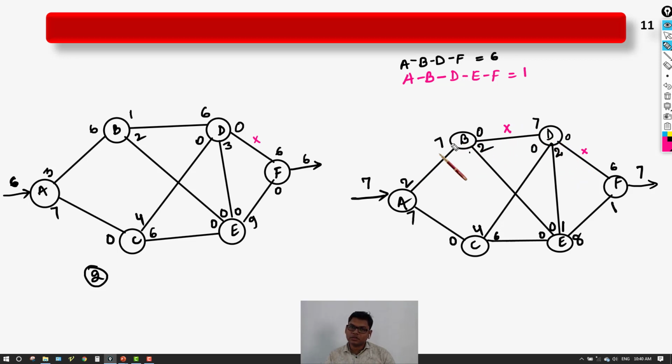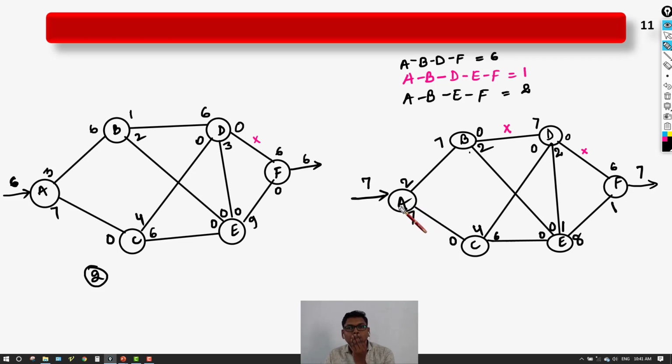So now from A to B, still 2 is there. So which path can we take? This is one path which is possible, from B going to F. So A to B, B to E, and E to F. So go in a systematic manner, then we will not miss anything. How much can we send? 2 here it is possible, 2 also here, and this side also 2. So maximum 2 we can send. So just send it.